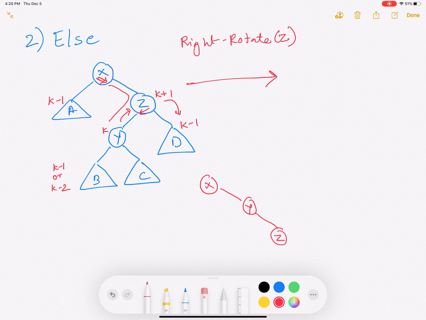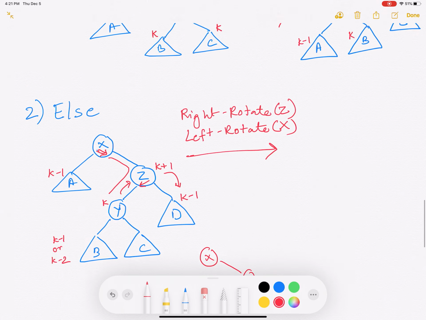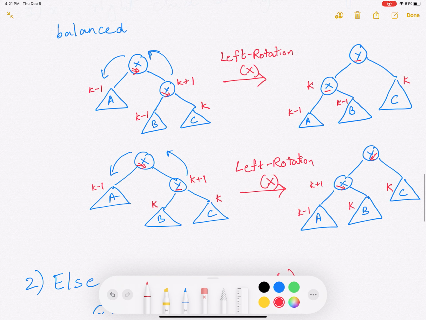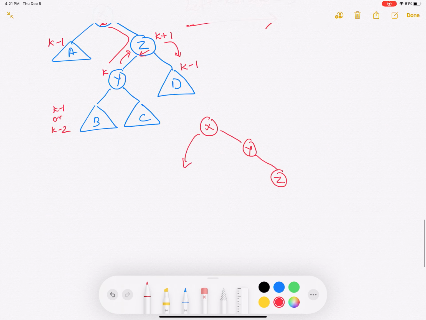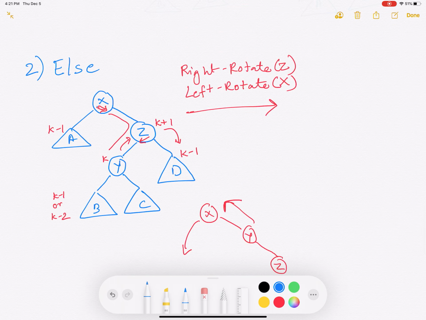After you right rotate z, you will left rotate x, because after you get this scenario, it is very similar to the previous scenarios that we looked at. So to get this, you will left rotate x. So x will go up like this, y will go up like this and will become x's parent. After you do 2 rotations, the tree will look like this.